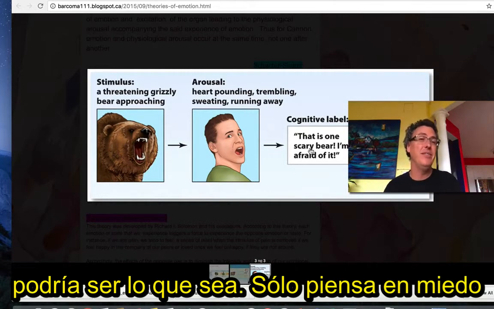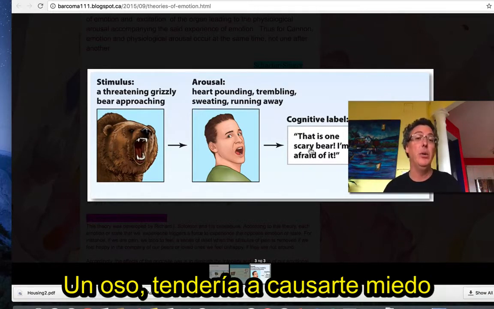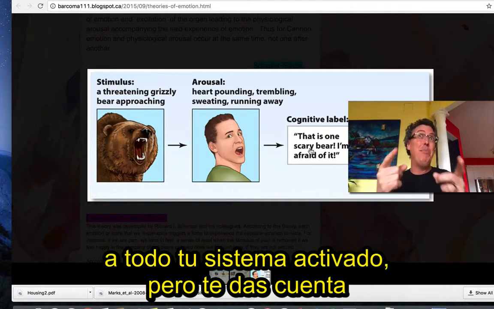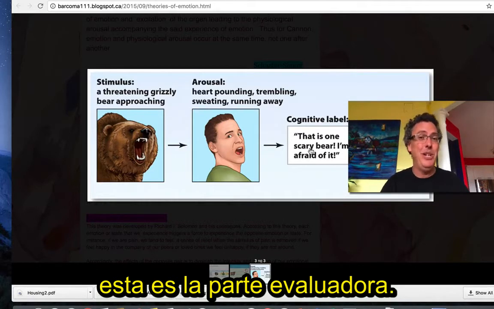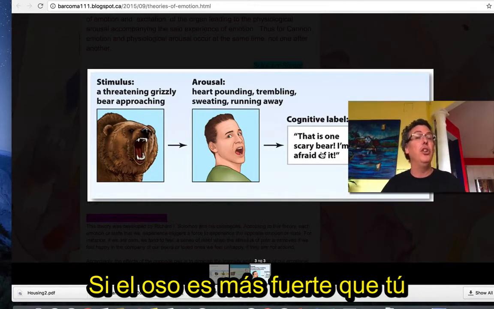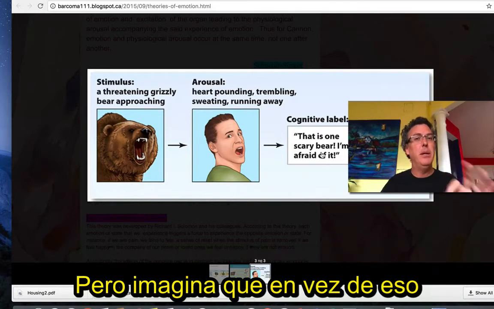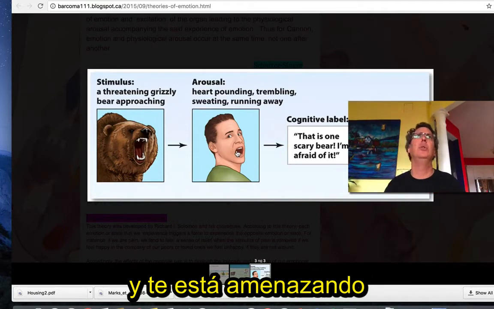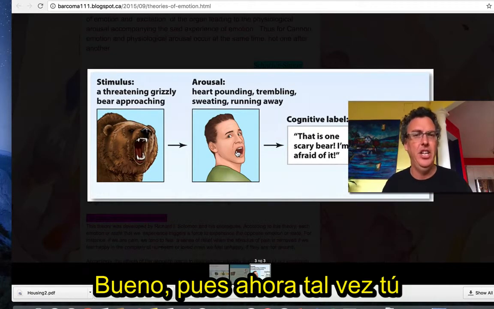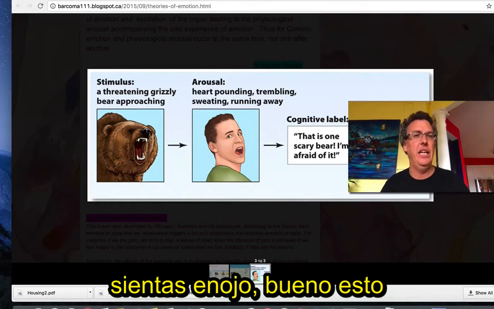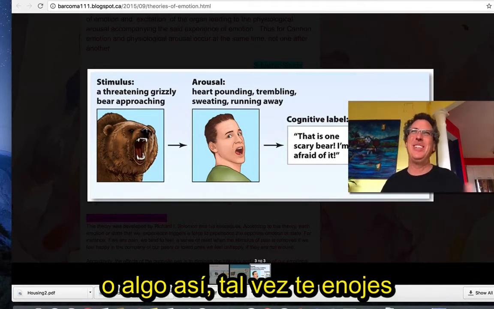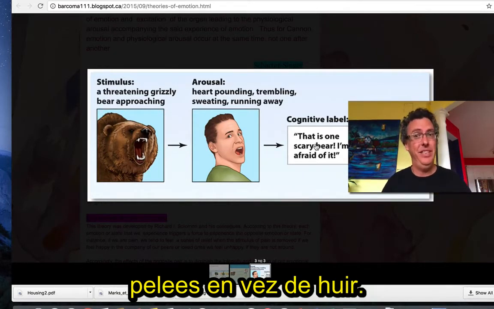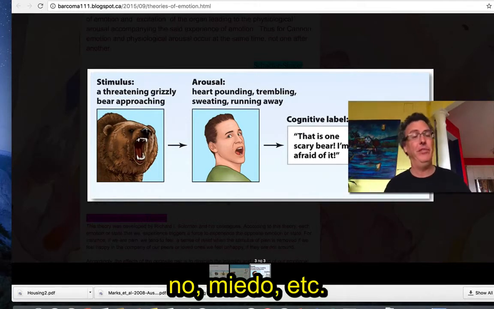To think of fear versus anger, for example, a bear would tend to cause fear because you've got your whole system active, but you realize that the bear is tougher than you are. This is the appraisal part. If the bear is tougher than you are, you're going to feel fear because you feel in danger. But imagine it was something that you are tougher than, and it's threatening you, and you're thinking, I can kick this thing's butt. Well, now you might feel anger. If this was a rabbit roaring at you or something, you might get angry at that stupid rabbit, and be ready to fight versus flee. So you might feel anger, not fear.